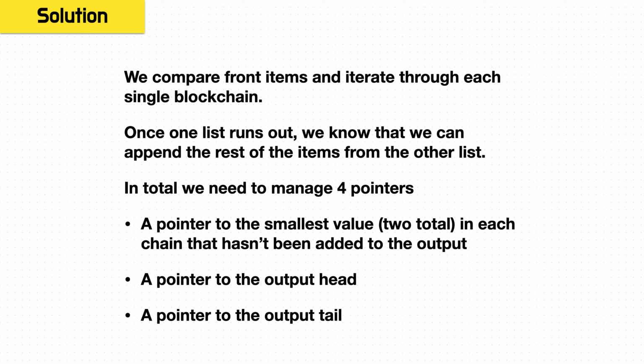So we have 4 pointers in total. We have one to the head node, which is just what we return from our function. We have one to the tail node, which is how we continue to append. And then we just have one on each linked list, 2 in total, where we are always comparing the items.